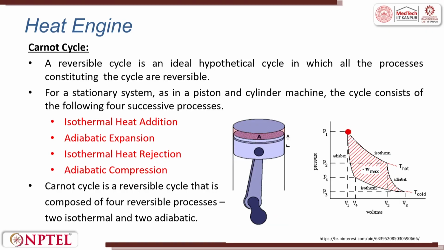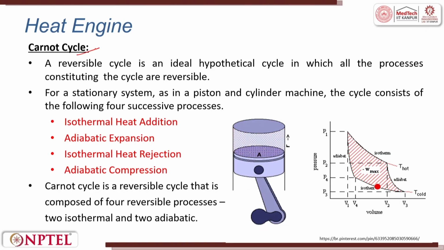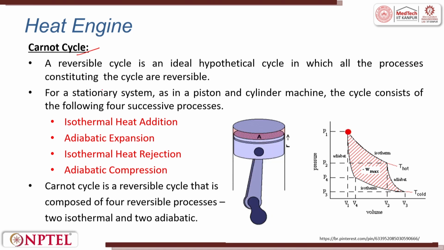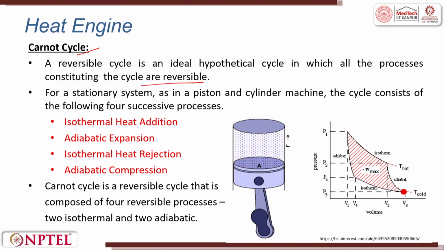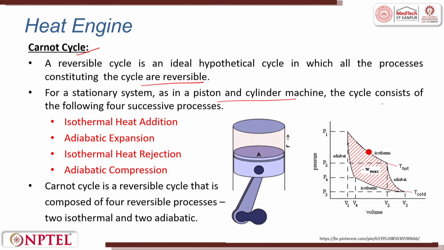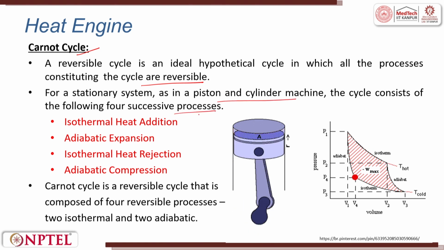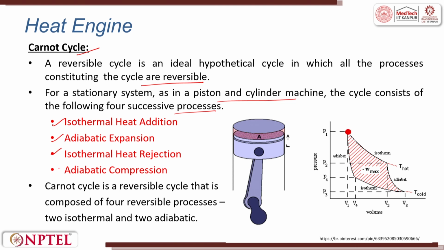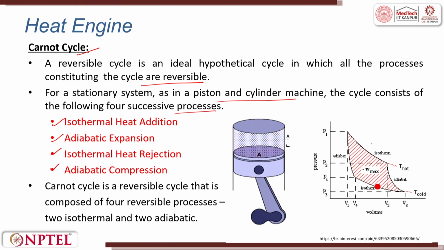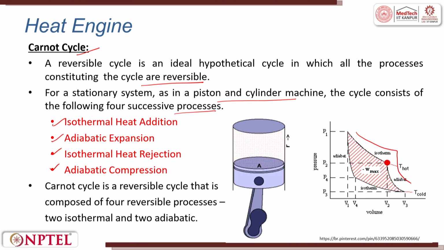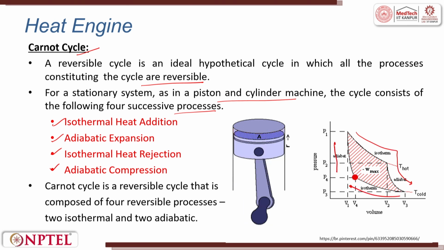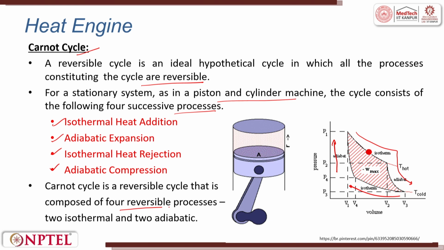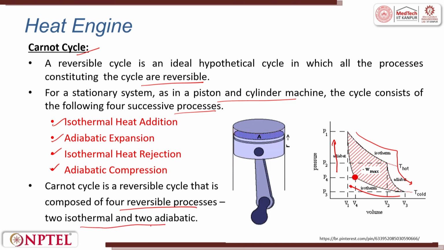Just to revise the heat engine concept regarding the Carnot cycle, a reversible cycle is an ideal hypothetical cycle in which all the processes constituting the cycle are reversible. For a stationary system, as in a piston and cylinder machine, the cycle consists of 4 successive processes, that is isothermal heat addition, adiabatic expansion, isothermal heat rejection, adiabatic compression. These processes are given here. You have gone through this in the lecture series in week 2. Carnot cycle is a reversible cycle that is composed of 4 reversible processes, 2 isothermal and 2 adiabatic.